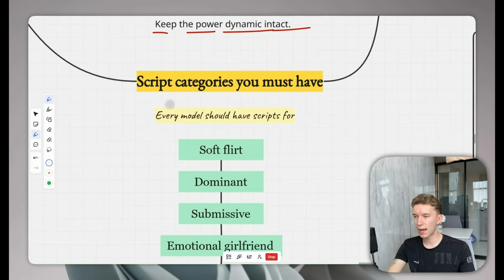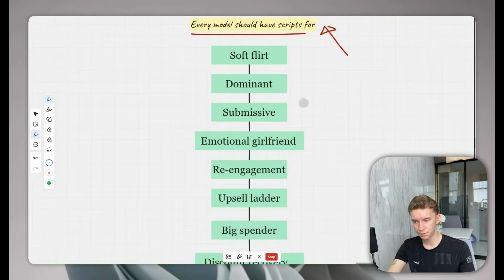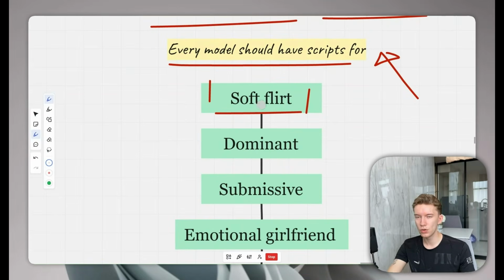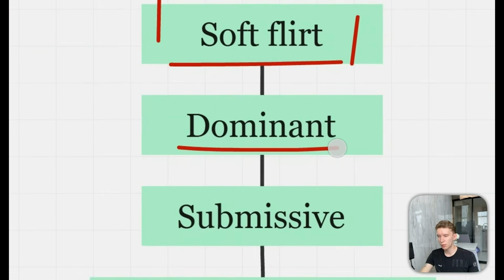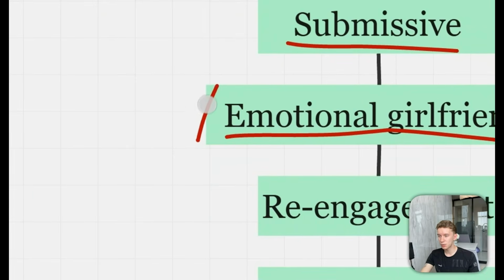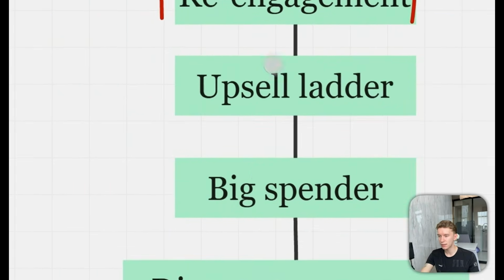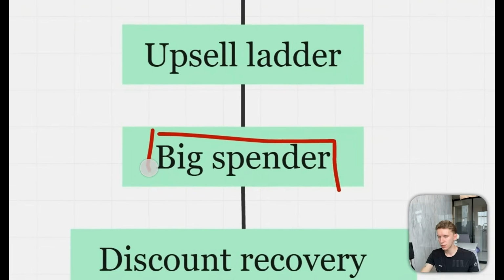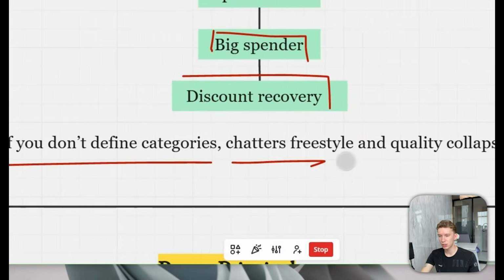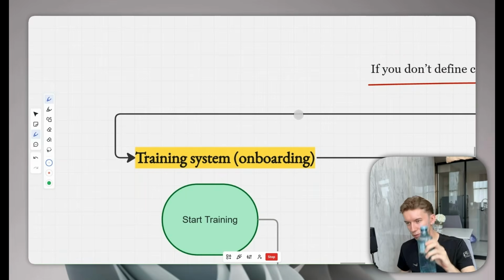Okay, so let's look at the script categories that you must have. And again, this is what you should have for most models inside of the vault. You should have a soft, flirty folder in the vault that is cute, soft, and safe for work. Nothing too crazy. And you want one that's a couple videos, couple pictures of her being very dominant and some of her being very submissive. You can have some pictures of her looking emotional, just being cute and playful in her bedroom, just being like a normal girlfriend. You can have a folder for some re-engagement pics. These are going to be some teasing selfies. And again, you're going to have pictures and videos for big spenders too, long videos, long pictures. And you could even have a folder for discount pictures and stuff as well. And again, if you don't define categories, then obviously chatters are just going to freestyle and the quality is going to drop massively.